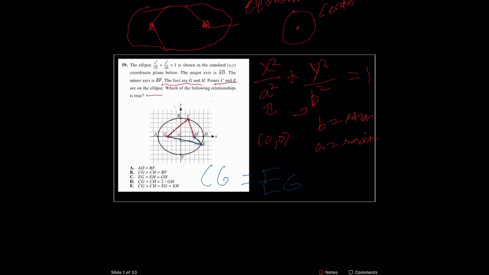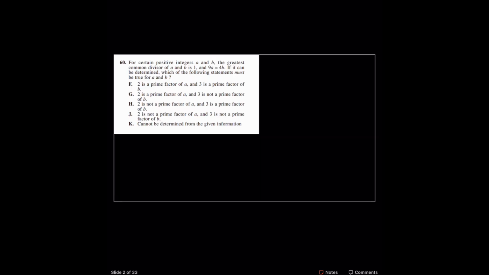EG plus EH. This is plus CH. Because remember, all these points are equidistant from each other. So the answer is just E. It's really just confusing because you guys might not have learned of ellipses, but if you review it, it'll be pretty easy. All right, next question.